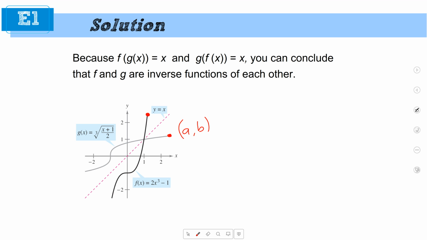Emma? BA. BA, very good. When you reflect a point over the line y equals x, the x and y coordinates switch locations. So (x, y) goes to (y, x), (A, B) goes to (B, A). We're going to need that later on.